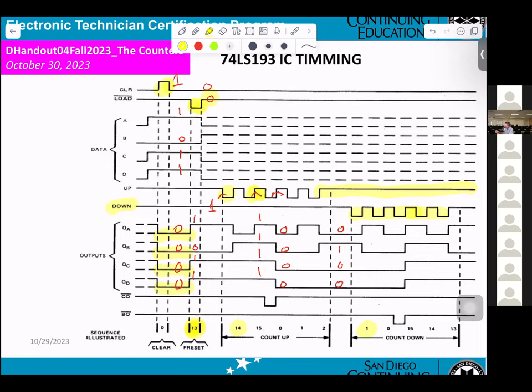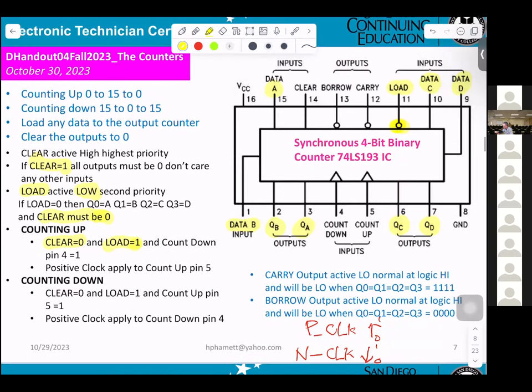Okay? And number 1, if they apply the clock again, they count to number 0. Down. And after 0, you apply the clock, they go to 15. Okay? So counting down, they counting down from 15, 14, 13, and so on until 0. And after 0, you apply the clock, they go back to 15. Okay? Now, in here, you get your output, one they call a CO. One they call a BO. Let's see. CO, what pin number?